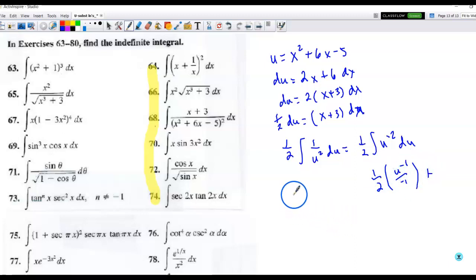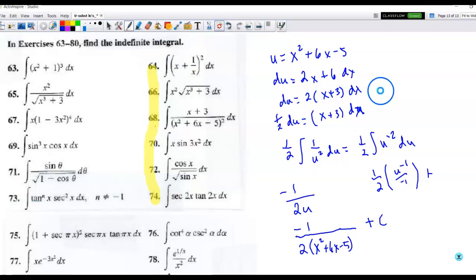So that's going to give me, I'm trying to decide how I want to write it. Since the 2's already in the denominator, in this case I'm going to take the u down to the denominator and make that power positive. I'm going to make my final replacement. So u is equal to x squared plus 6x minus 5. I can distribute the 2. I cannot distribute the 2. It doesn't make it better or worse by distributing. And don't forget the c. All right, that was number 68. Moving on to number 70.